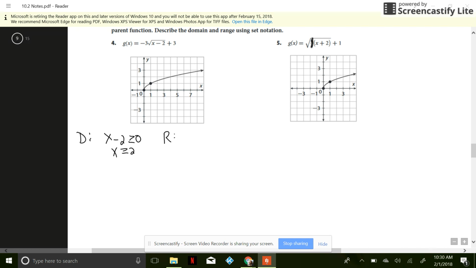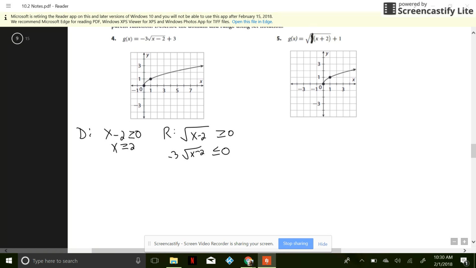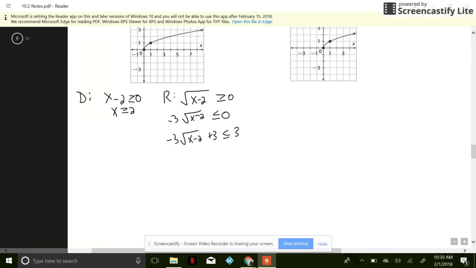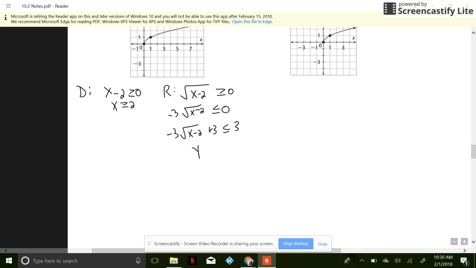To find the range, we take the square root and set it greater than or equal to 0. Then we do any multiplying, so we'll have to multiply both sides by -3. Well, multiplying by a negative, again, switches the sign of our inequality. Now we'll do the addition of 3 at the end. Add 3 to both sides. Now our left side of our inequality matches our original function, so we can replace it with y, and that's telling us that our range is y is less than or equal to 3.